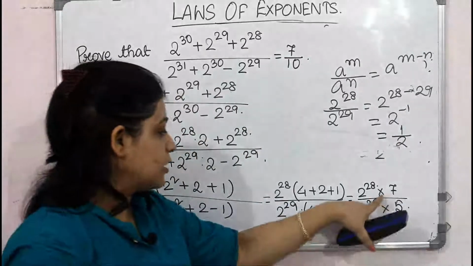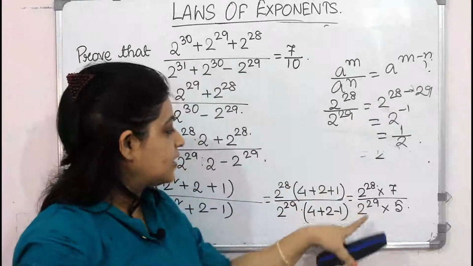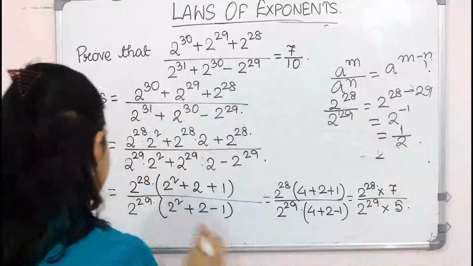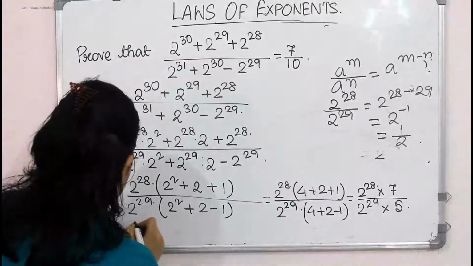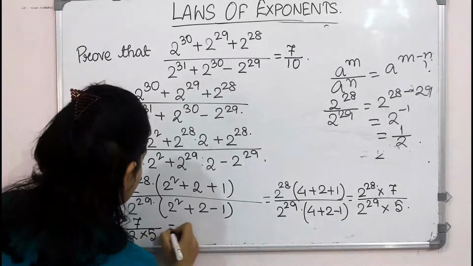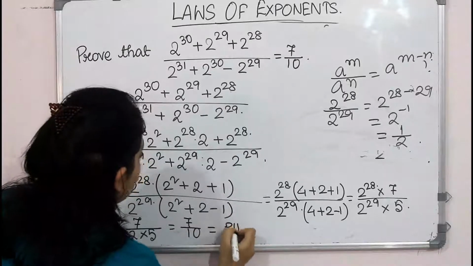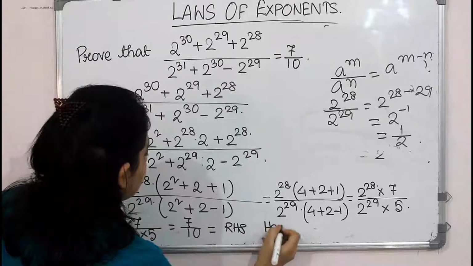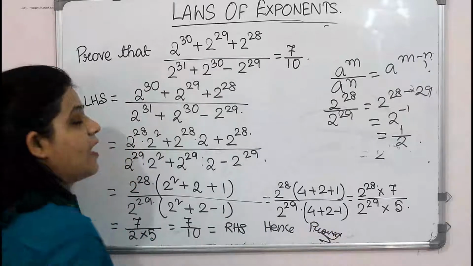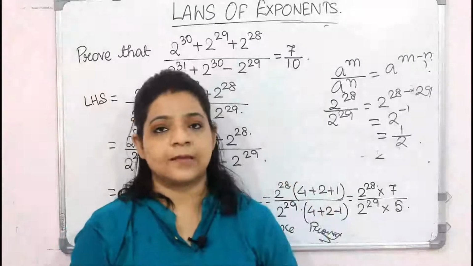I am not showing it here because of the space constraint. So 2 to the power of 28 by 2 to the power of 29, we can write it as half. So 7 divided by 2 into 5, that is you are getting 7 by 10. So this is equal to RHS. Hence proved. Okay, so this is how we solve this type of sums.